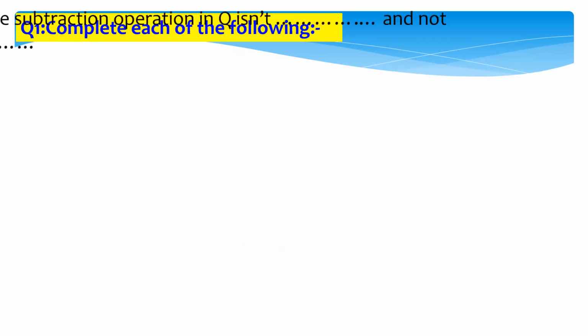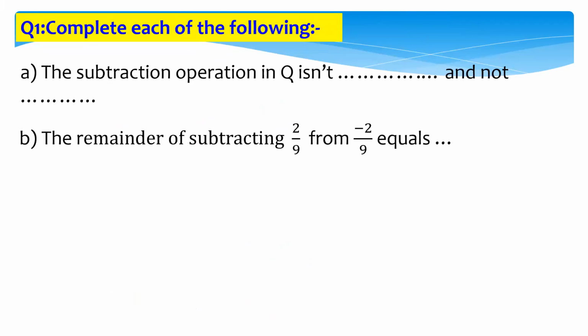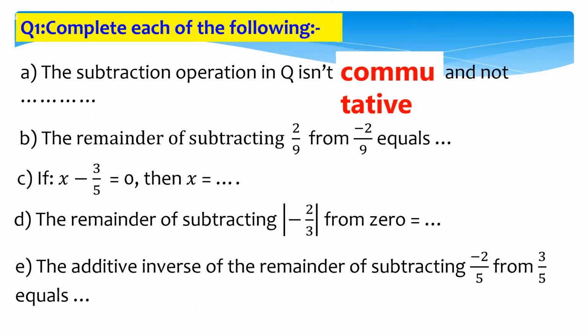Complete each of the following. The subtraction operation in Q is not commutative and not associative. You can't change the places in the subtraction operation, and you can't put brackets to get the same result.